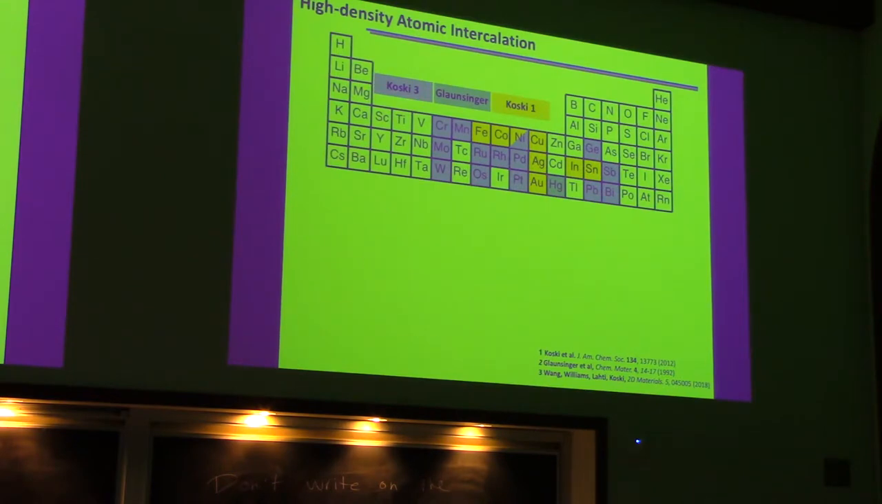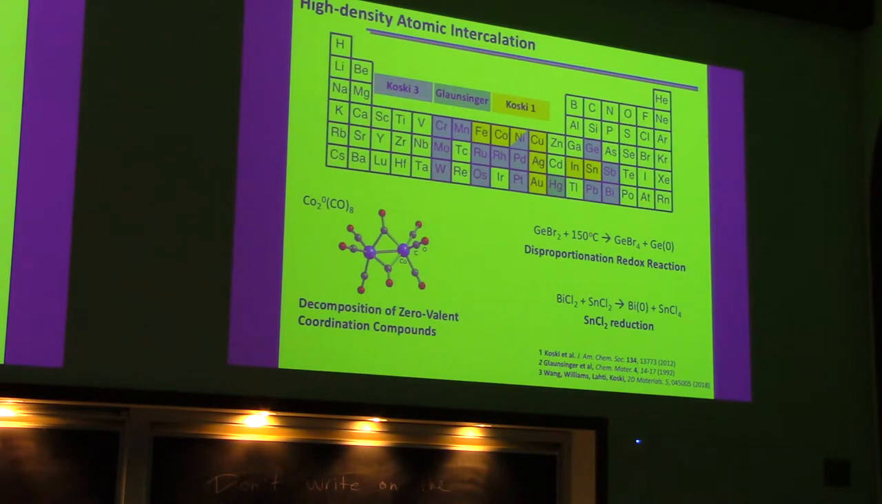What we've developed are a whole series of chemistries to intercalate zero valent metal atoms. So we can do this using a decomposition of zero valent coordination compounds. This is an example of dicobalt octacarbonyl. Basically, we pull off the carbonyls, the dicobalts go in. We can perform a disproportionation redox reaction. This is an interesting one from the nuclear literature, actually. So you can turn germanium bromide into germanium zero and GeBr4. And this germanium zero will intercalate into the layered host.